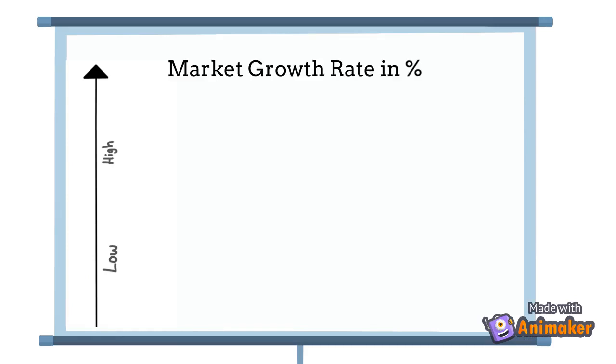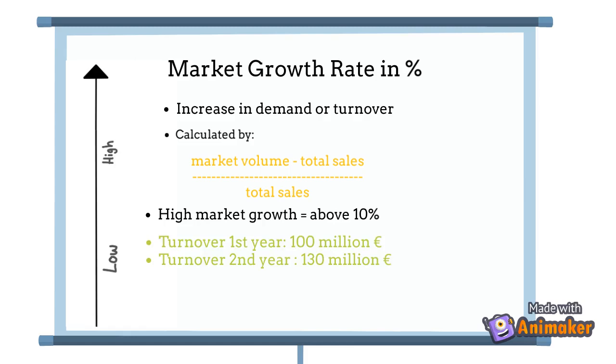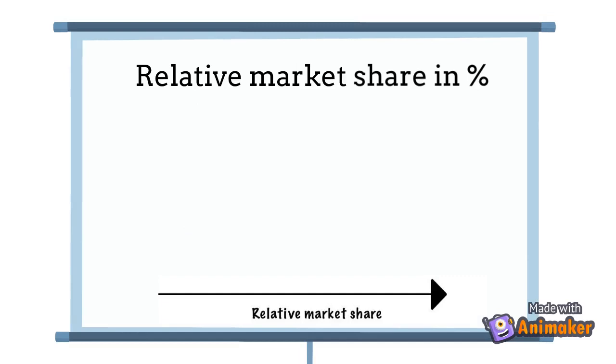The vertical axis shows the market growth in percentage, so the increase in demand or turnover according to the product group, and this can be calculated by subtracting the total sales from the market volume and dividing this by the total sales. To see whether your company has a high market growth, you simply look if your market growth is higher than 10%. For example, making a turnover of 100 million euro in 1 year, and in the second year it is at 130 million euros. This means that your market growth is at 30%, and as this is more than 10%, you have a high market growth.